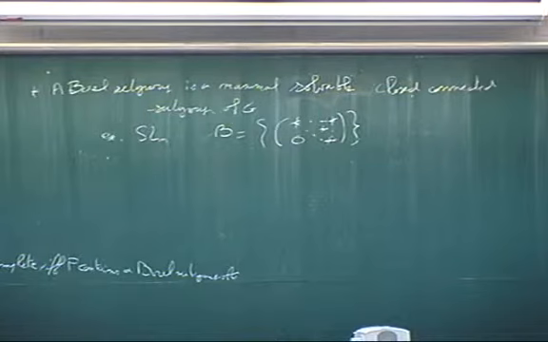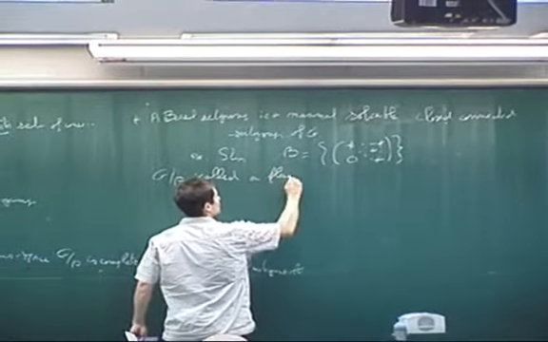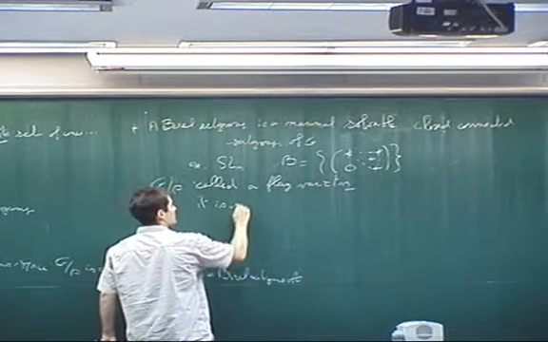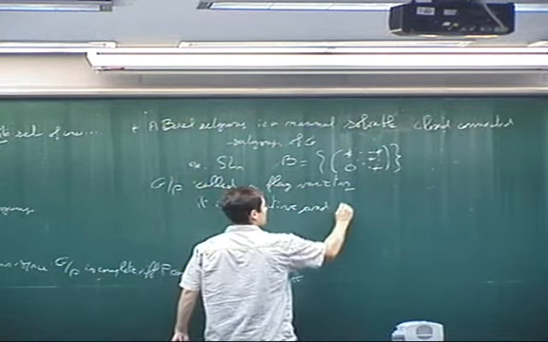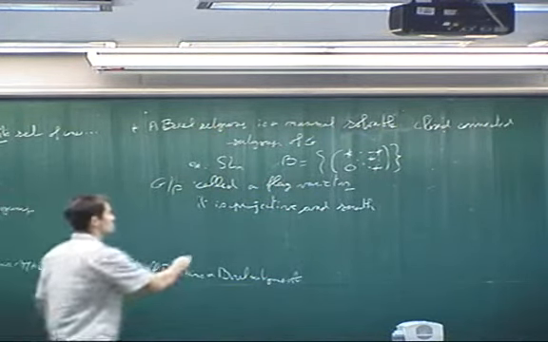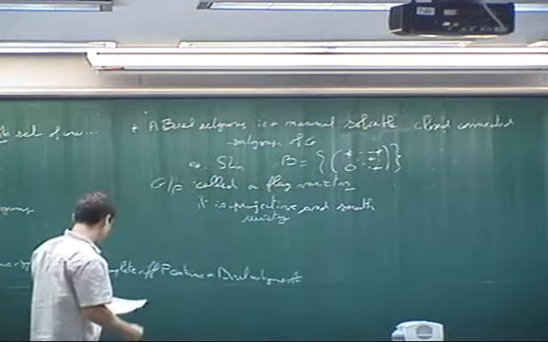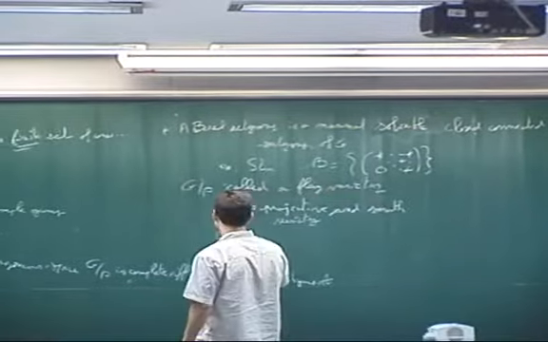So when G mod P is complete, it is called a flag variety. It is projective and smooth. So it's a projective algebraic variety. And P is called a parabolic subgroup.